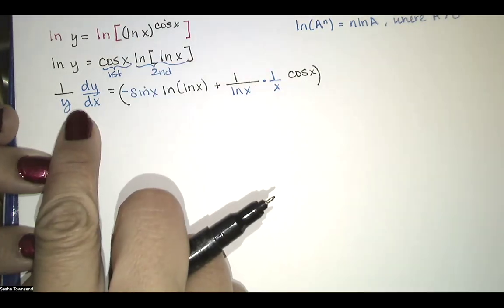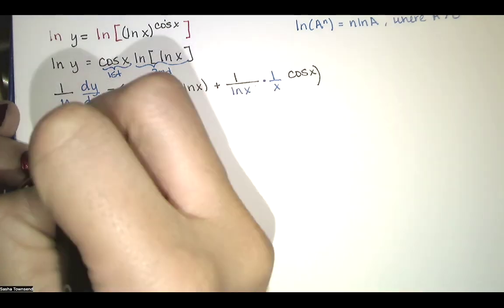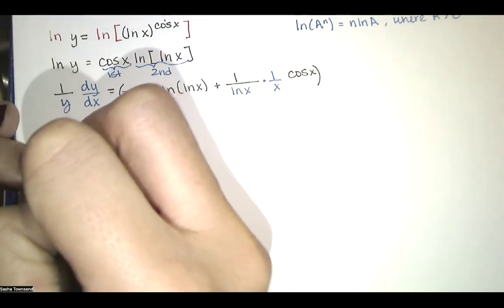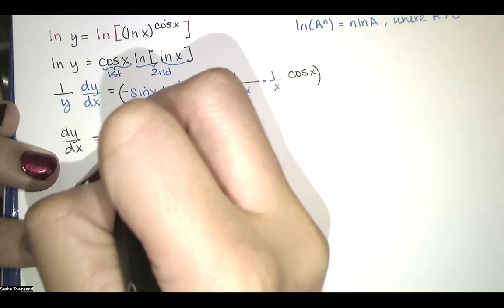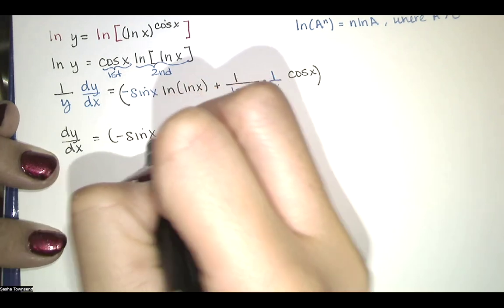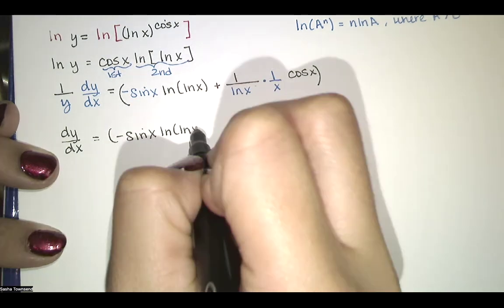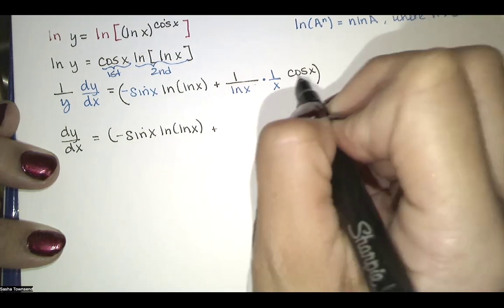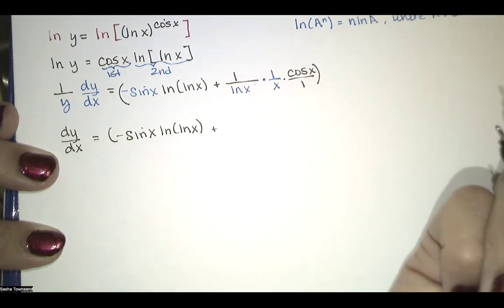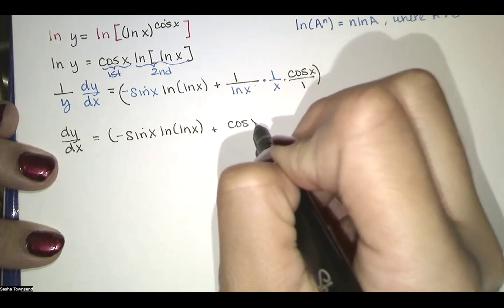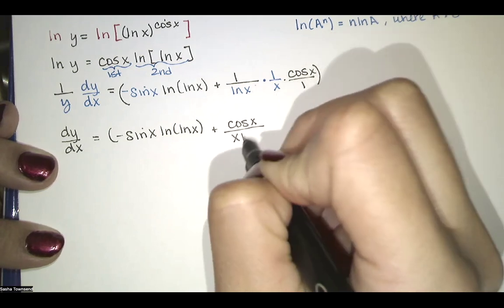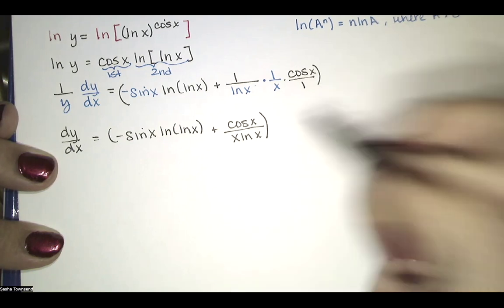And you're trying to get to y prime by itself, so you multiply both sides by y. So you have negative sine of x times natural log of x, plus, if we simplify the product of those fractions, we've got cosine of x divided by x times natural log of x. All of that is multiplied by y, and y was natural log of x raised to the cosine of x.